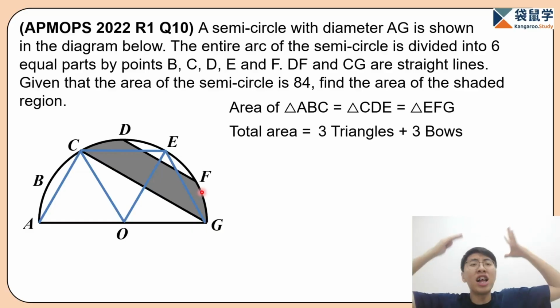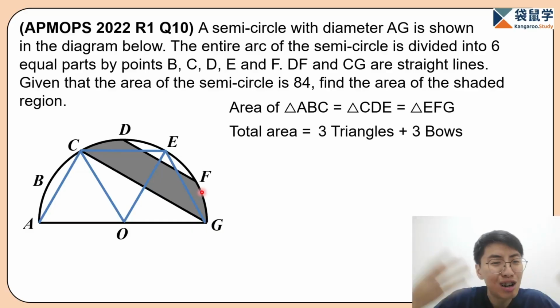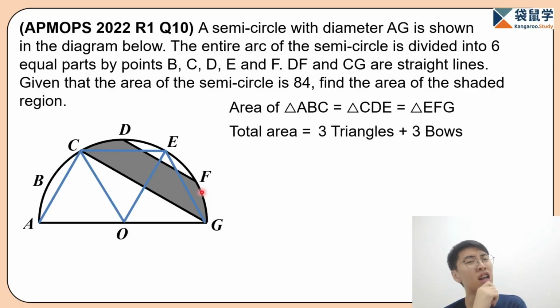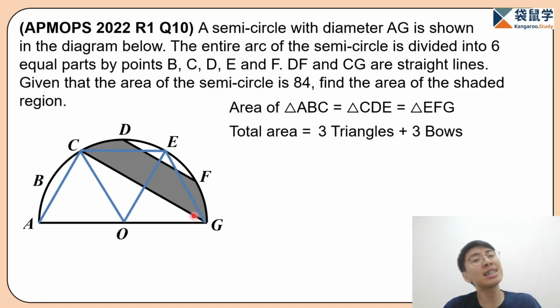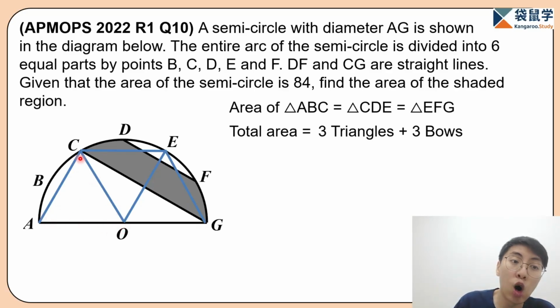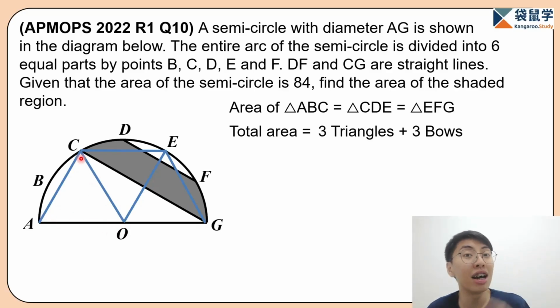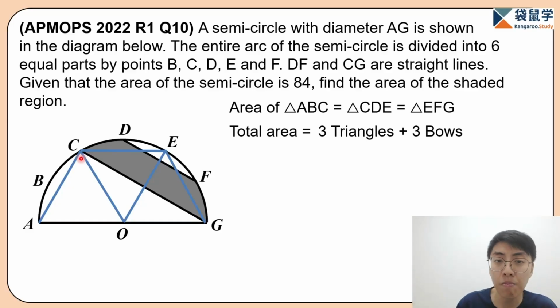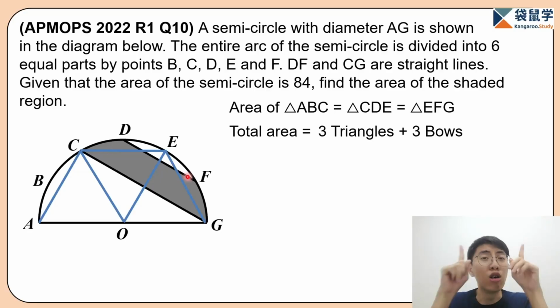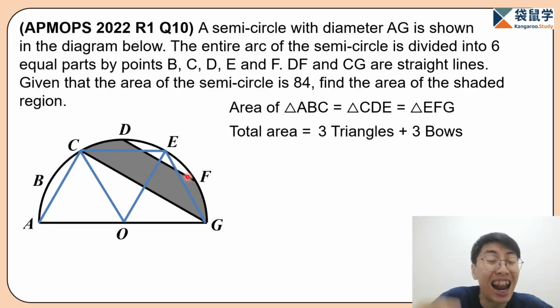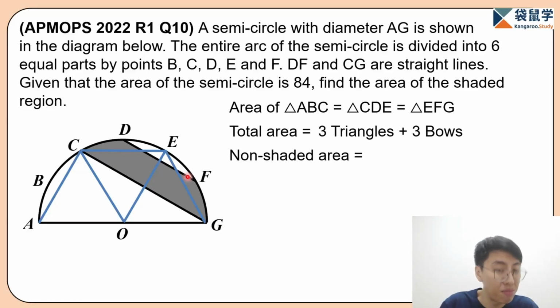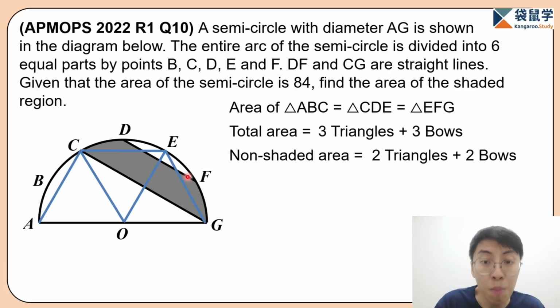But now for the not shaded part, what do I know? Just now we have mentioned that COG has the same area as AOC. That means that its area is 1 triangle. And DEF is also the same as 1 singular bow. So what are the parts that are not shaded now? The not shaded area is 2 triangles and 2 bows.